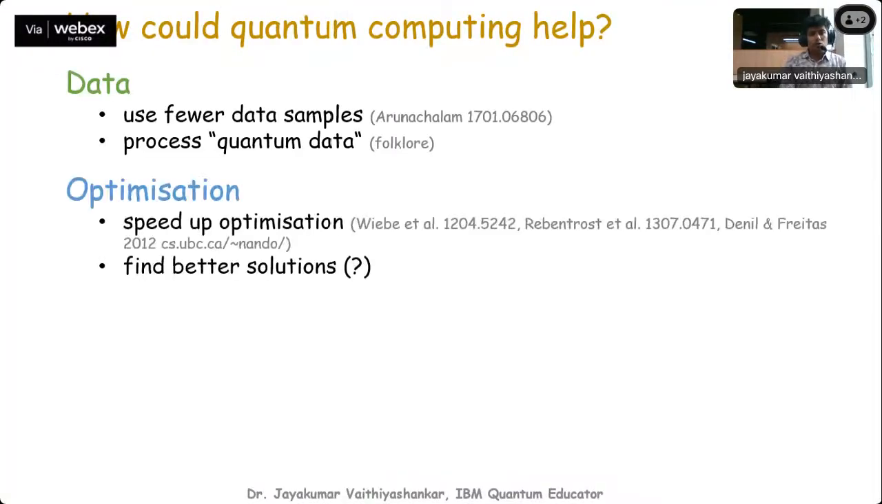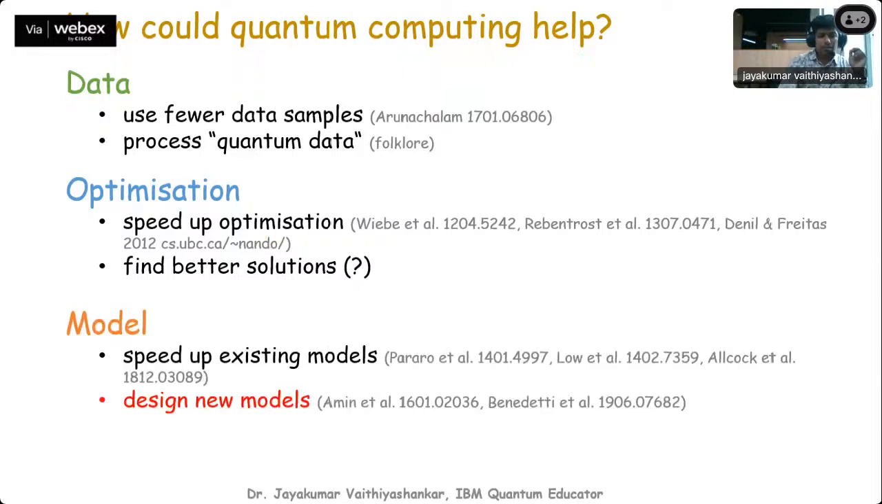Then we need to process that quantum data. Then we need to do optimization. As in classical, in some cases the speed up will happen. Then we can go for new design models. I gave all these references, so please go through them in your free time.